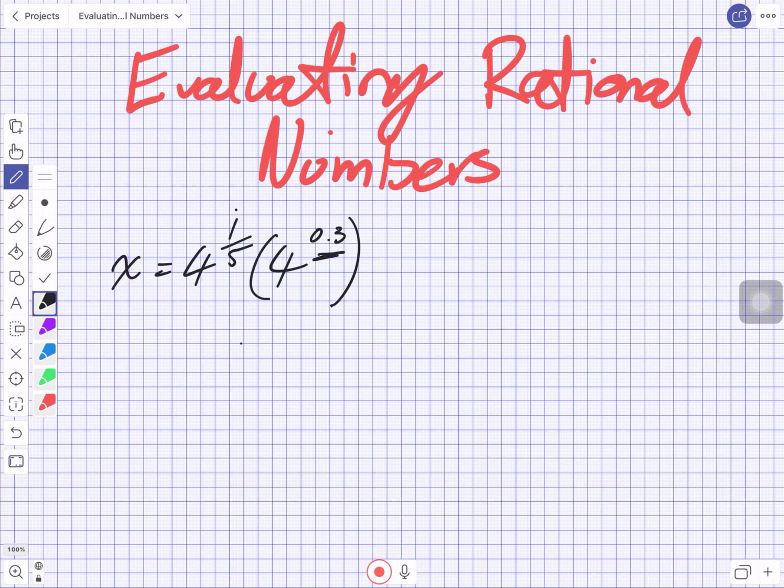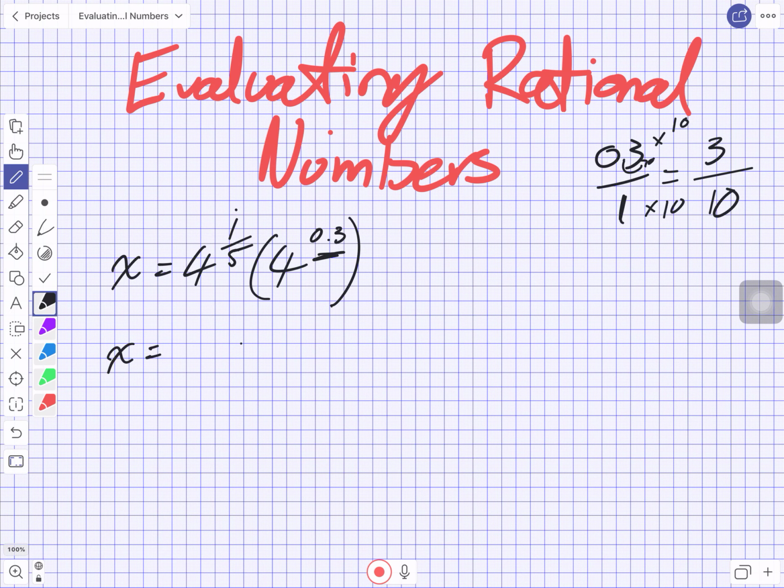So 0.3, we can convert this into a fractional value. 0.3 is essentially 0.3 over 1. Any number can be written over 1. So what we can do is multiply this. Since we want the decimal value to go over 1, we'll multiply both the top and the bottom by 10. So the decimal value goes over 1. 10 times 0.3 is just 3, and 1 times 10 is 10. So really quickly we've turned this into a fraction.